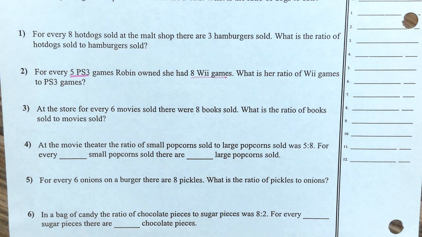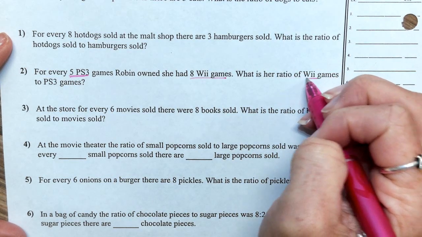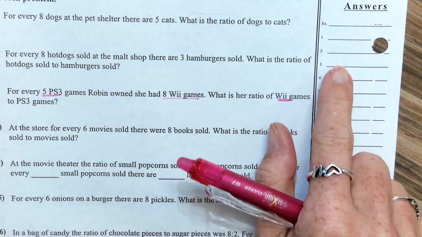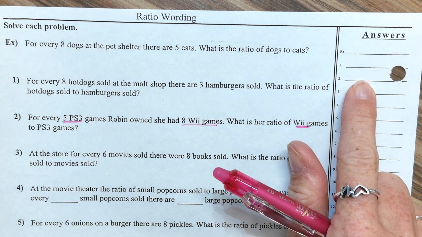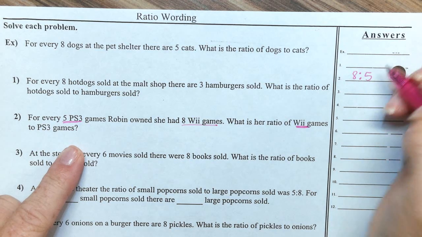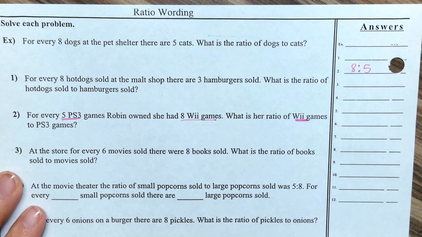Because you have to read the question. And the question says, what is her ratio of Wii games to PS3? So what number has to go first? 8. Now, because they didn't give you much space over here, I personally wouldn't do a fraction. I would do 8 to 5. So please, please, please read the way it's asking for you to write the ratio. Don't just write it in the order it gives it to you. Make sense? Okay, get started.